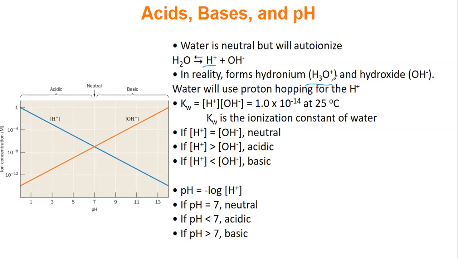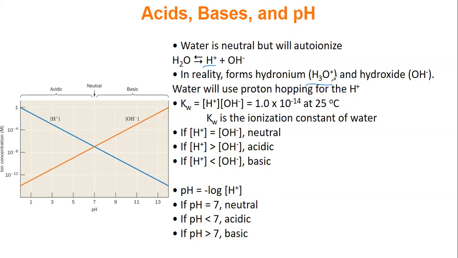But chemists are lazy. It's way easier, way faster to write H plus than H3O plus over and over again. So you're going to see H plus shorthanded all over the place. It's really H3O plus, all right? So just to clear that up. So water breaks down into hydronium and OH minus.